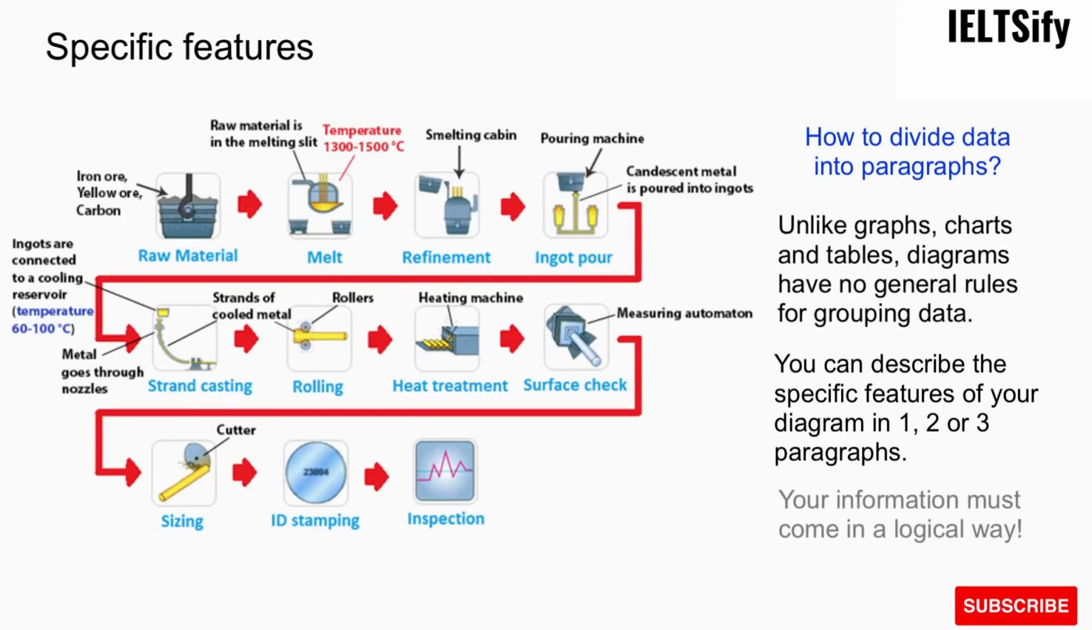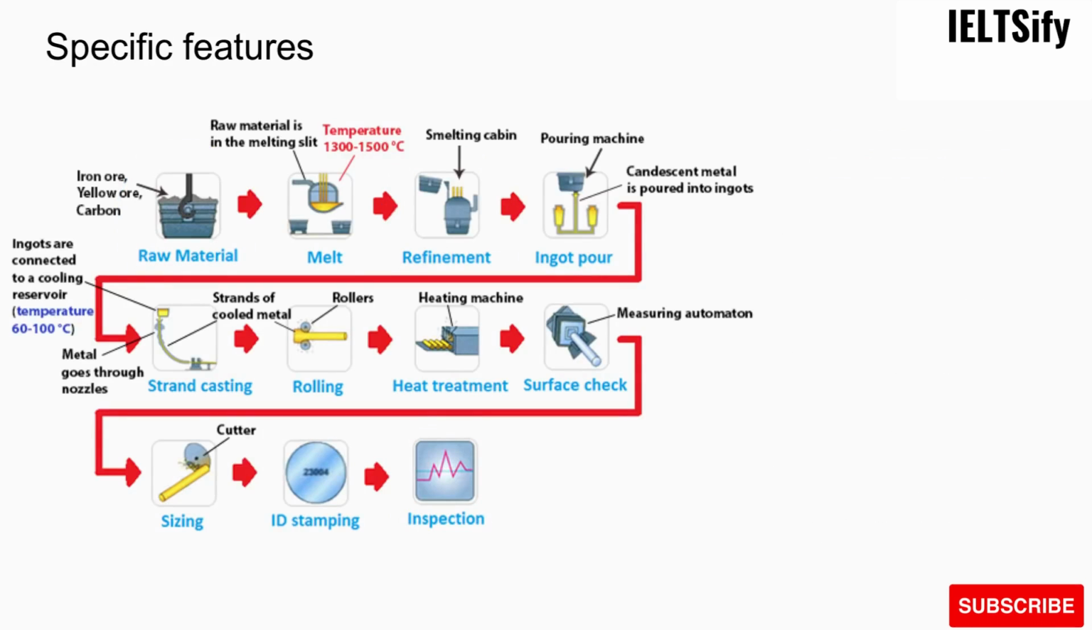But remember that you should describe the stages of your process sequentially. That is to say, it's a bad idea to start with the last stage, then write about the third stage, then describe the first stage, and so on. Your information must come in a logical way. Now let's see how I wrote the specific features.